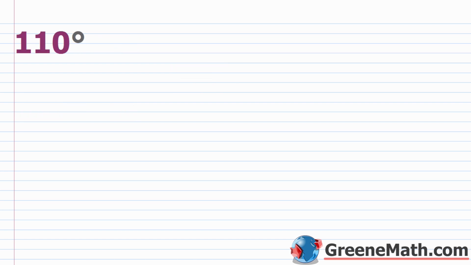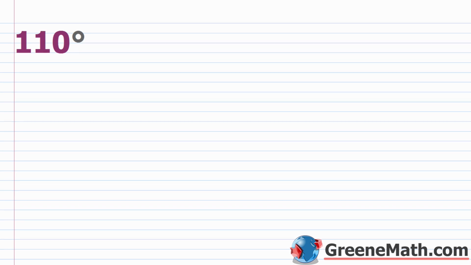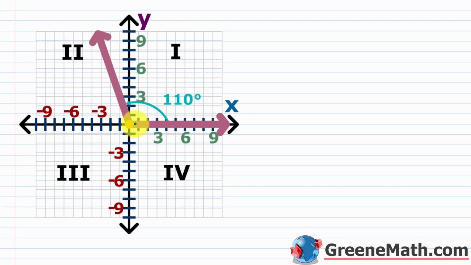Another type of example you might get is to determine the signs of the trigonometric functions of an angle when, again, it's in standard position and has a given measure. Here it's 110 degrees. This is really easy to do. This is something where you might want to make a little sketch. If this guy's in standard position, this is going to be your initial side. Here's your terminal side. If your terminal side was touching the y-axis like this, it would be a right angle, 90 degrees.